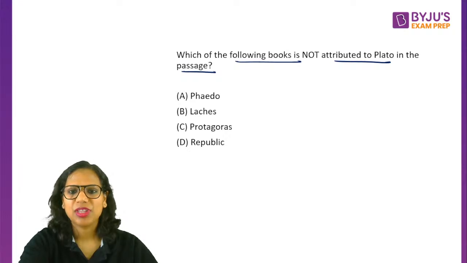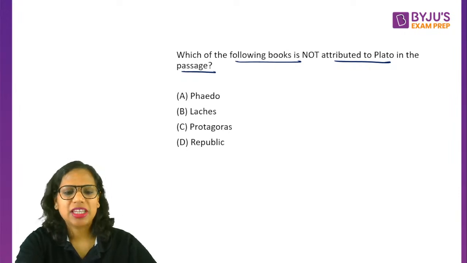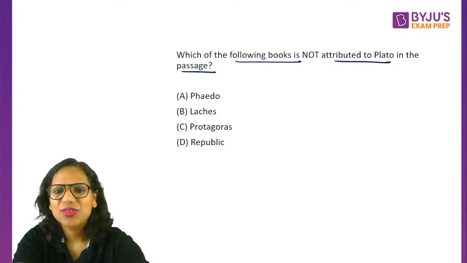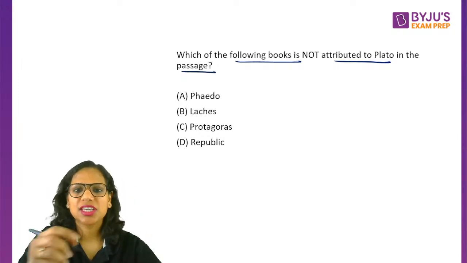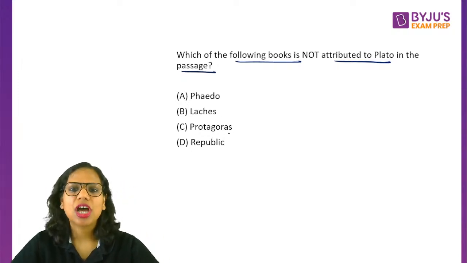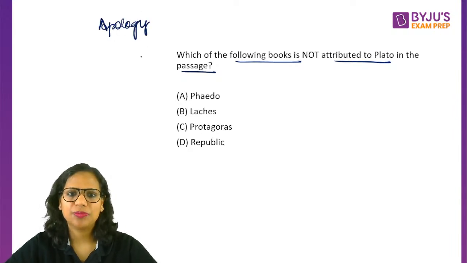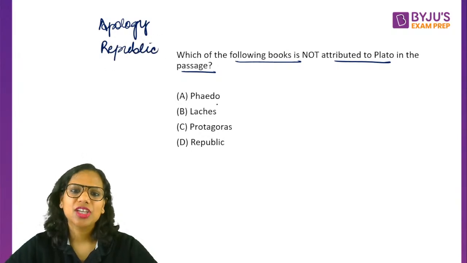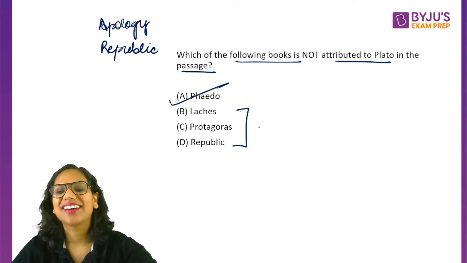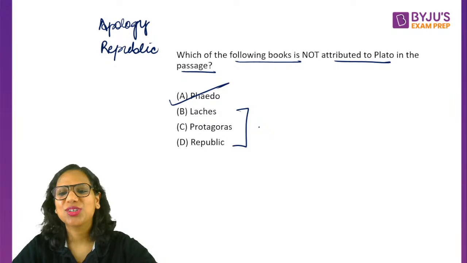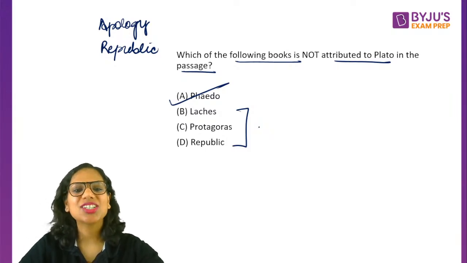In the first paragraph, we talked about three books: Laches, Protagoras and Apology. In the last paragraph, we talked about the book Republic. So these have been talked about. What should be the answer? A, Phaedo. Okay, good. A should be the answer here.